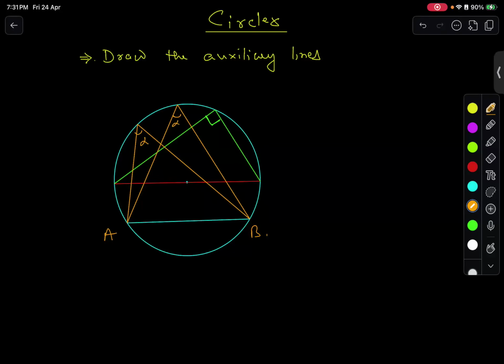If this angle is alpha, this is again alpha. And if this angle is alpha, this is again alpha. So every time this angle will be alpha. So the chord always subtends an angle alpha with the circumference of the circle. But if this is the diameter, the diameter always subtends an angle of 90 degrees at the circumference, right?